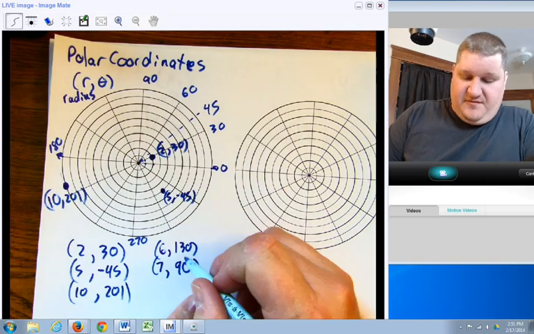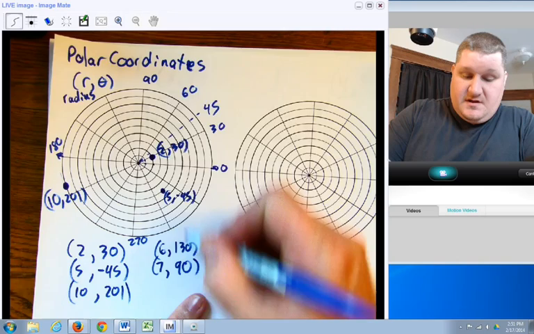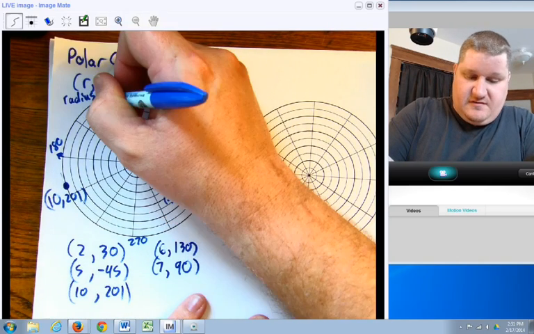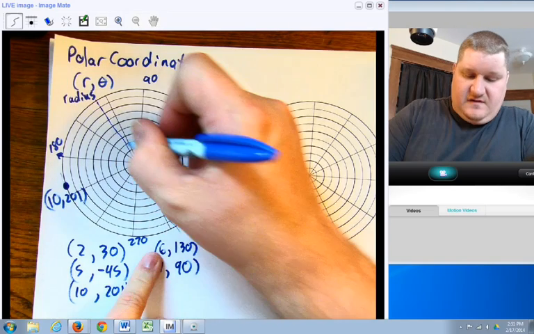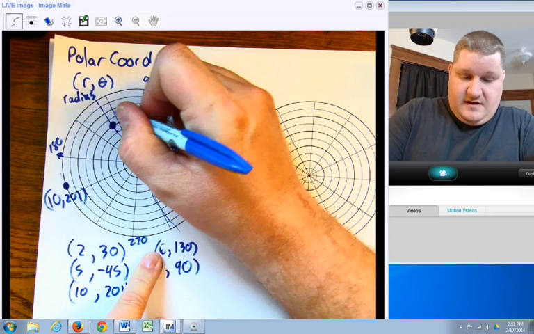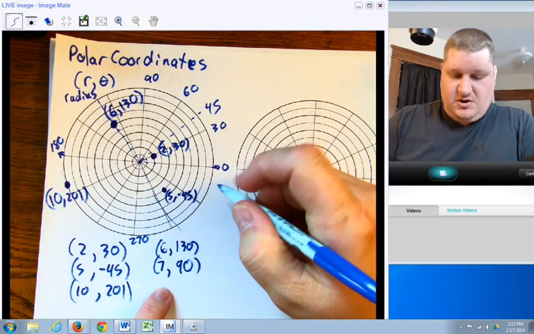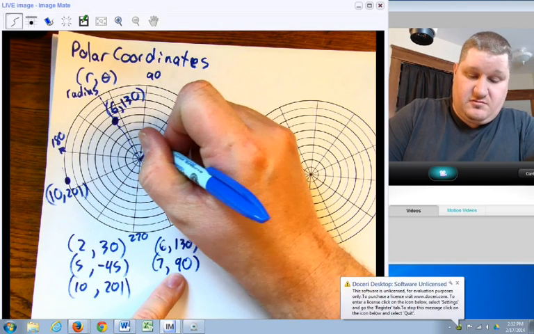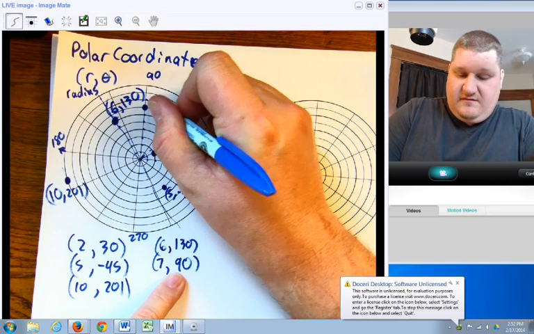Okay, now, that's one way, to go out the certain number of radius, then around to the correct angle. I kind of prefer to go in the opposite way. I prefer to do all of the angles first. So I figure, okay, 130 is going to be just shy of 135, so it's going to be somewhere in this ballpark. And I'm going to go out 6 rings on that line, 1, 2, 3, 4, 5, 6. There it is. So I figure out the angle first, then I put the dimension on it. 7 comma 90. Well, I know 90 is right here, so I simply go 1, 2, 3, 4, 5, 6, 7. So I have 7 comma 90.